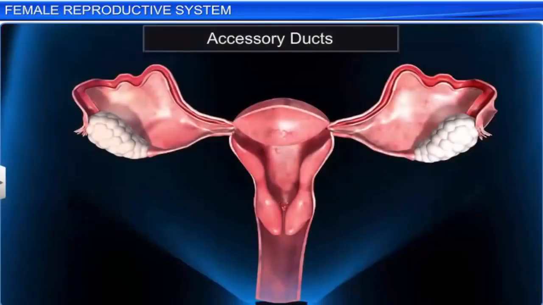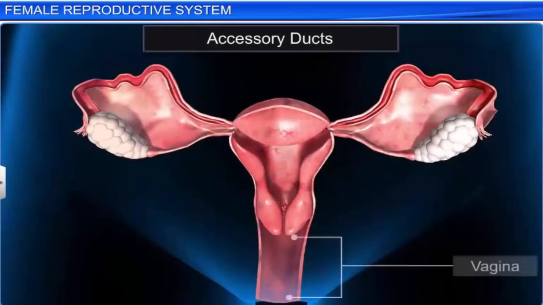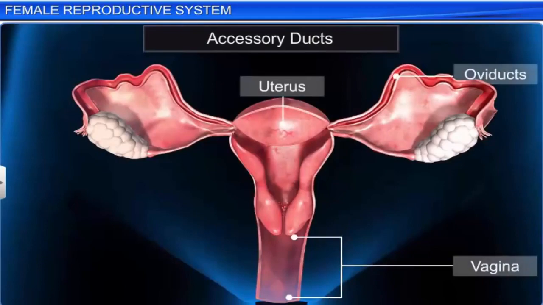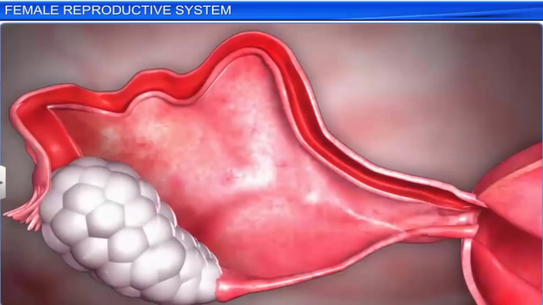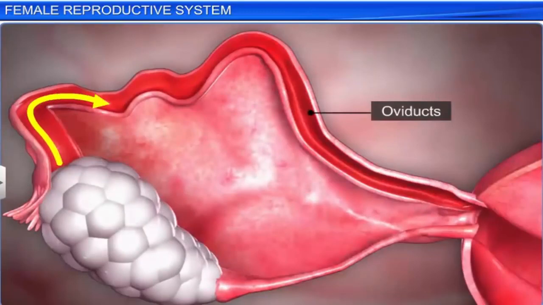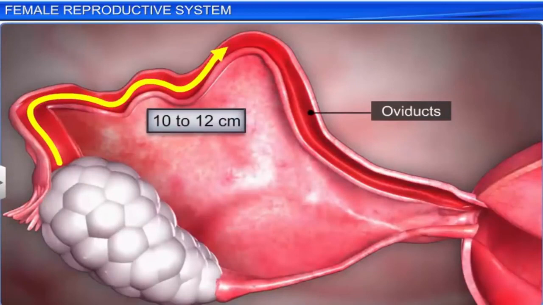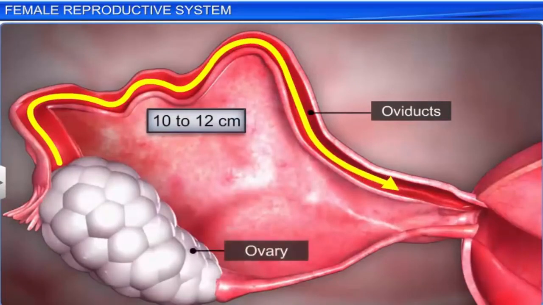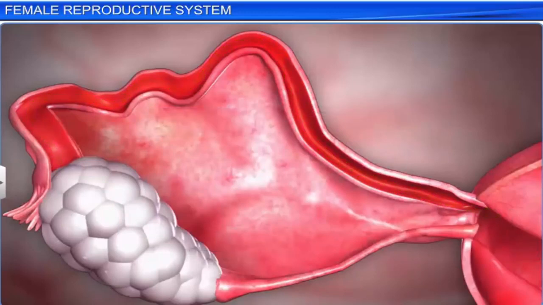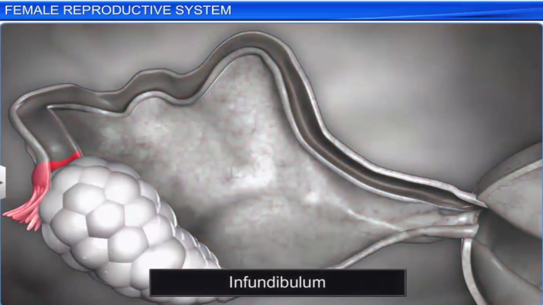The accessory ducts of the female reproductive system are the vagina, oviducts, and the uterus. The pair of oviducts, or fallopian tubes, is about 10 to 12 centimeters long and extends from the periphery of each ovary to the uterus. Each oviduct is differentiated into 3 parts, namely the infundibulum, ampulla, and isthmus.